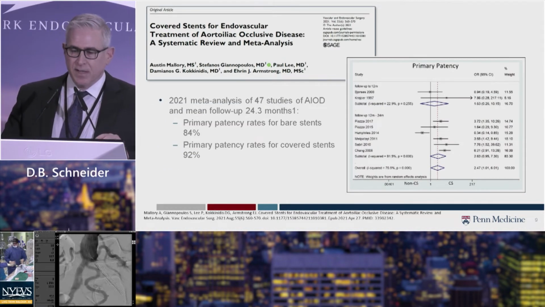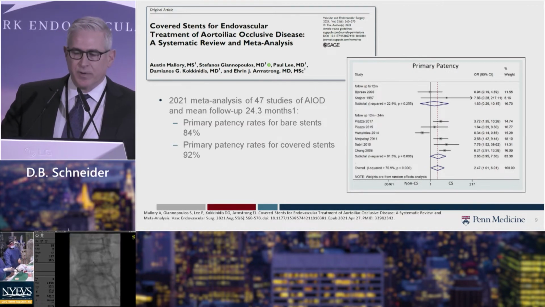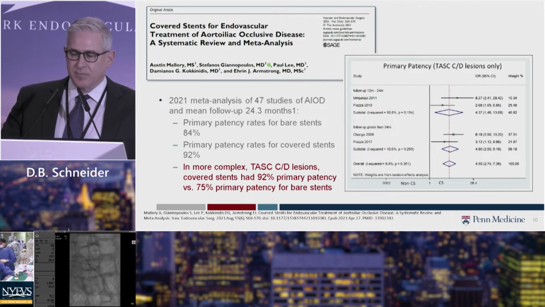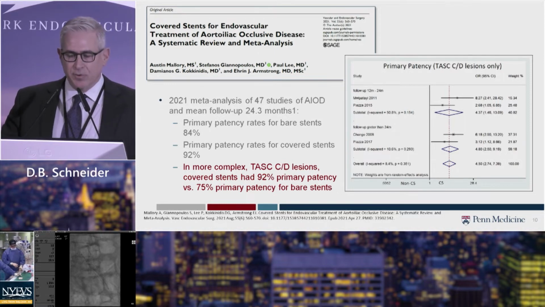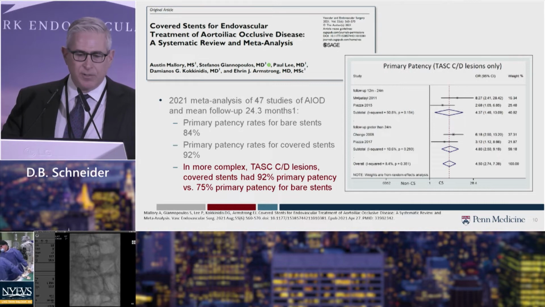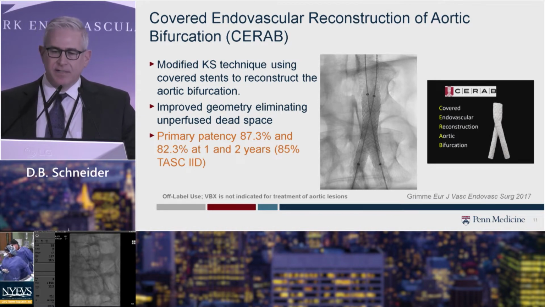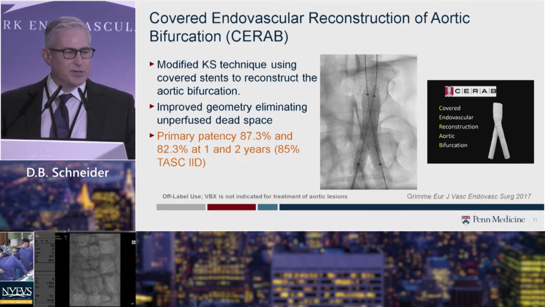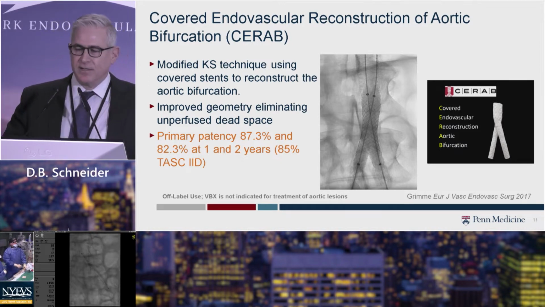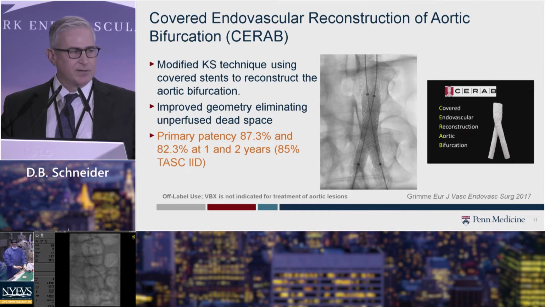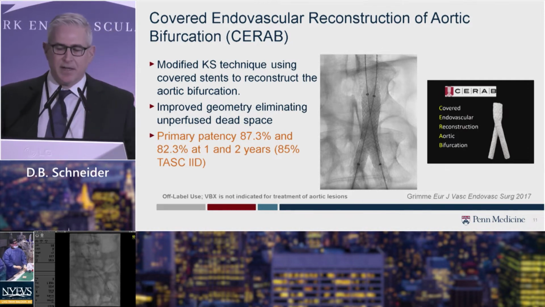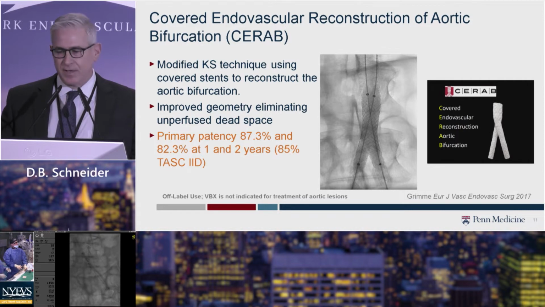lesions with covered stents. That does also seem to be the case in this more recent meta-analysis, looking at a number of studies showing better patency for covered stents, and specifically in that complex disease subgroup cohort, that benefit was even further exaggerated. I'm going to talk a little bit about some of these advanced techniques, CERAB, or covered endovascular reconstruction of the aortic bifurcation. This is kind of a modified kissing stent technique utilizing covered stents to reconstruct the aortic bifurcation in the distal aorta. There are some studies showing that theoretically with some improved geometry, that may eliminate some of the unperfused dead space that you get with the kissing stent approach and theoretically improve patency.